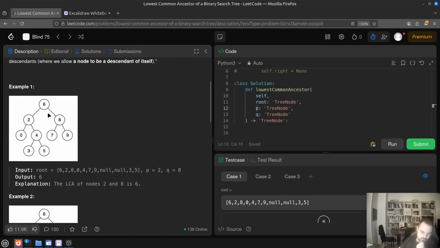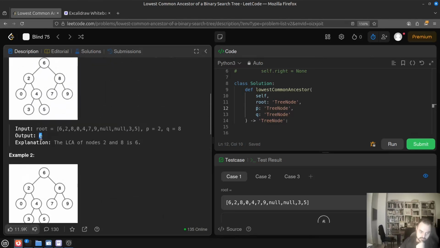And here is the first example. We have the following P and Q, 2 and 8, and their lowest common ancestor is already root 6. Yeah? So they are both connected to 6. So 2 and 8 go here.